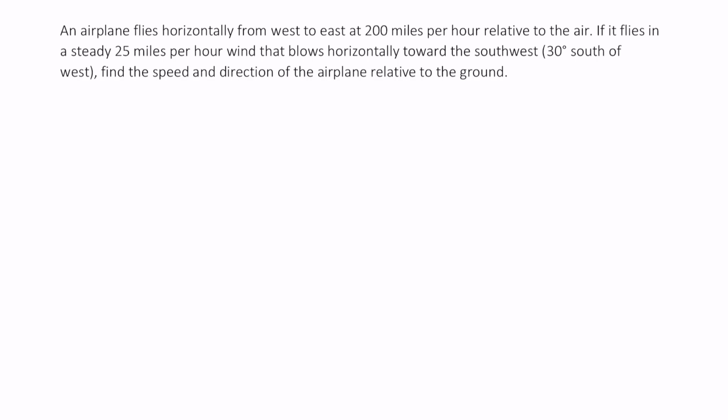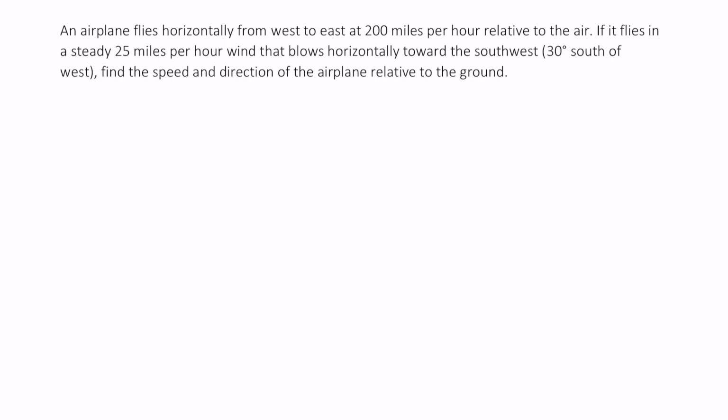Welcome. In this video, we're going to go over an application of vectors. An airplane flies horizontally from west to east at 200 miles per hour relative to the air. If it flies in a steady 25 mile per hour wind that blows horizontally towards the southwest, 30 degrees south of west, find the speed and direction of the airplane relative to the ground.